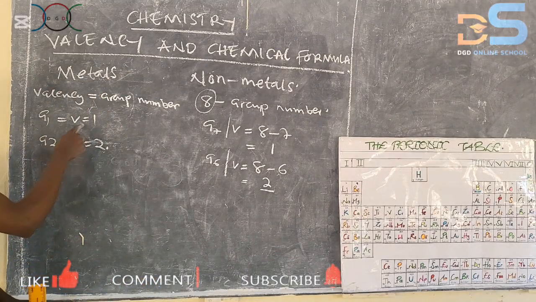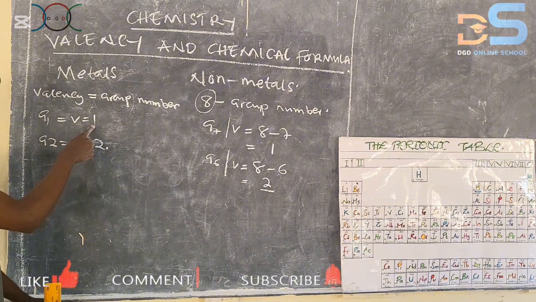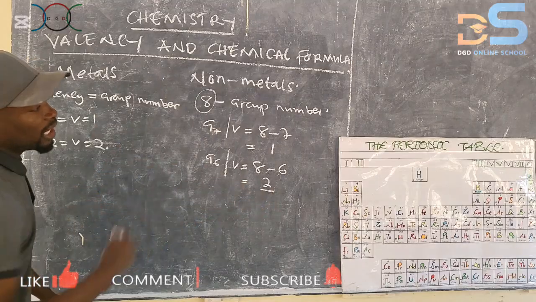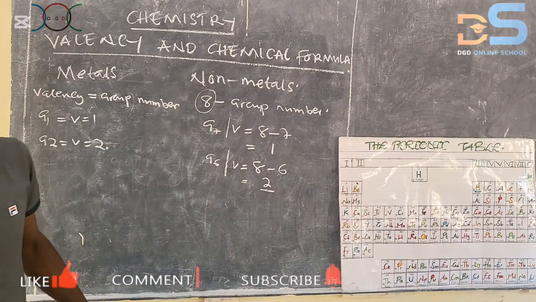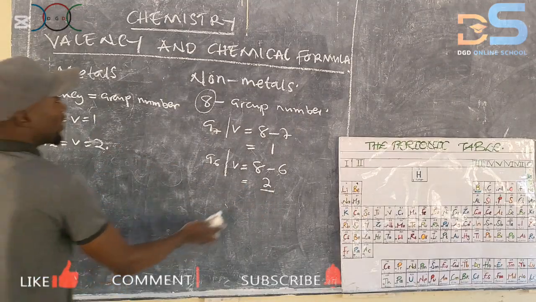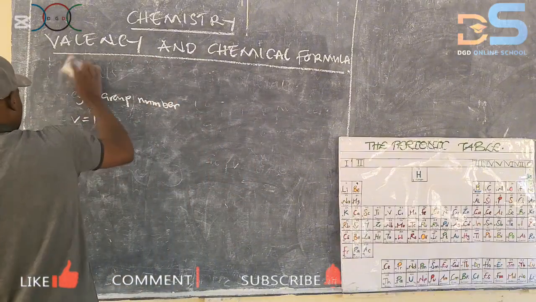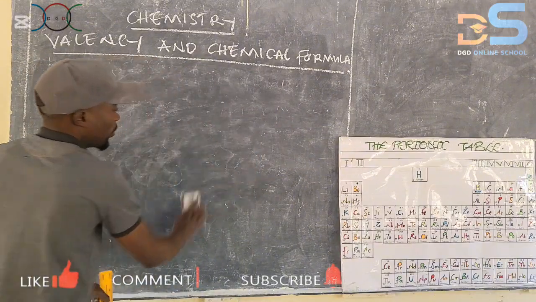Where we know to say the valence is equivalent to the group, meaning it has one electron in the outermost shell, meaning this is the electron that it is going to give out. So now, with this knowledge, how do we write the chemical formulas? How do we write the chemical formulas?